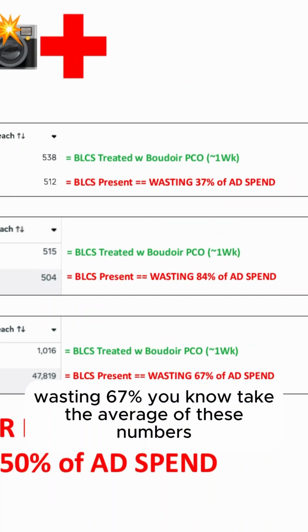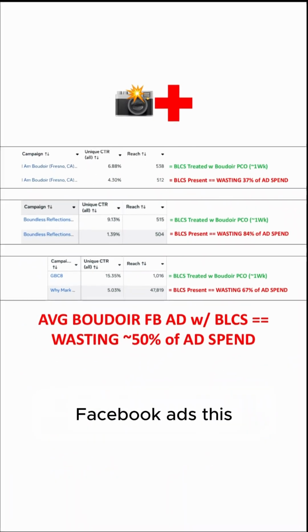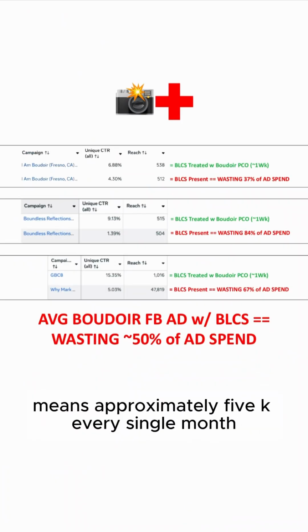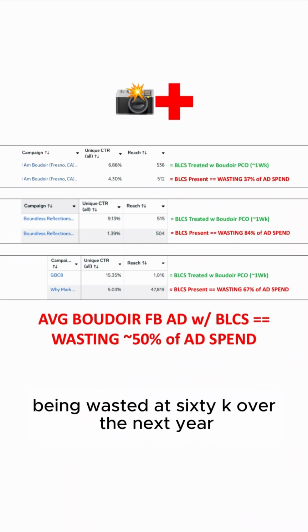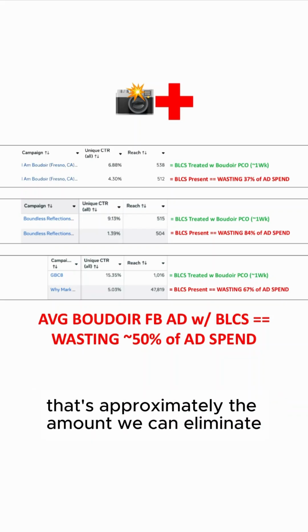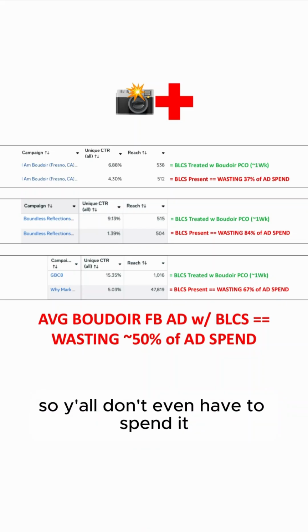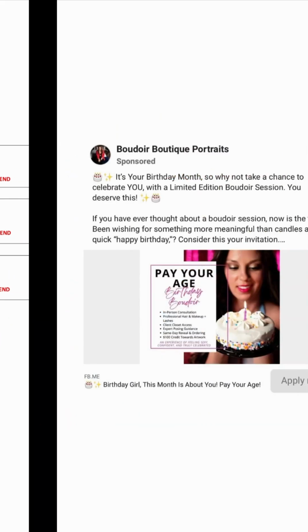Take the average of these numbers, probably somewhere between 50 to 60%. So if they're spending 10 grand a month on Boudoir Facebook ads, this means approximately 5K every single month is being wasted. That's 60K over the next year. That's approximately the amount we can eliminate being wasted and put back in y'all's pockets, so y'all don't even have to spend it. Y'all can keep it.